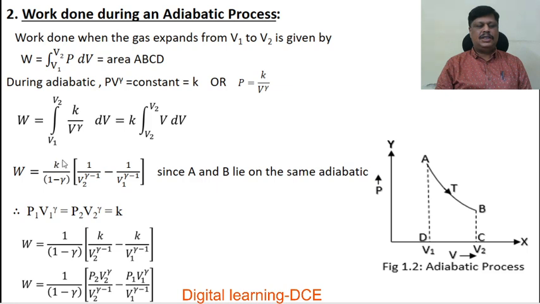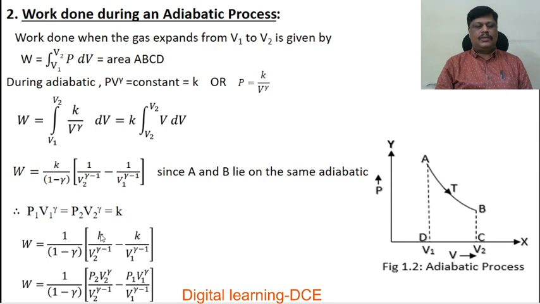So therefore we can write K over 1 minus gamma into V2 to the power of 1 minus gamma minus V1 to the power of 1 minus gamma. Since A and B lie on the same adiabatic, we can write P1 V1 to the power of gamma is equal to P2 V2 to the power of gamma is equal to constant K. So work done is equal to 1 by 1 minus gamma; taking K inside the bracket, K over V2 to the power of gamma minus 1 minus K over V1 to the power of gamma minus 1.